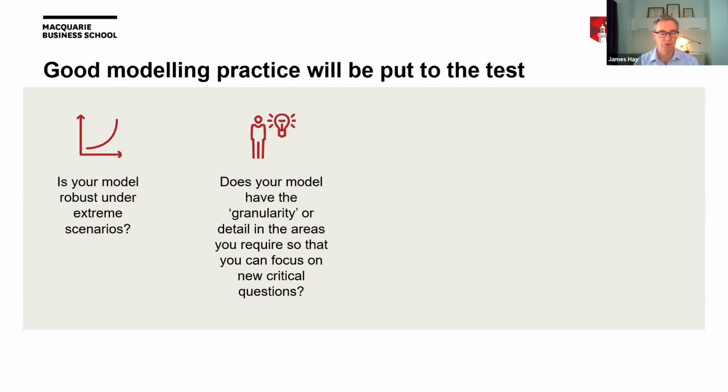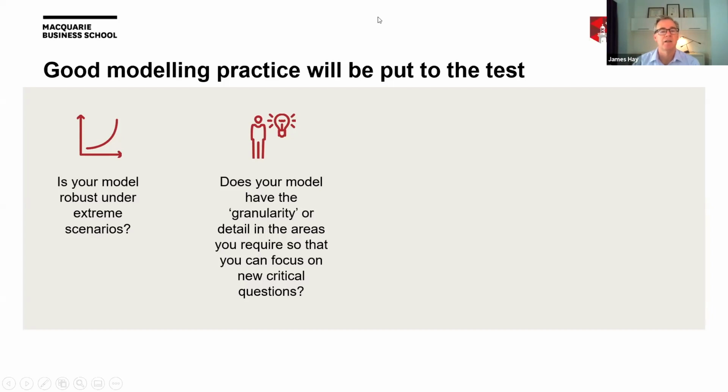these new critical questions? So your model might have been built to answer questions about product mix or pricing. Does your model have that level of detail so you can now start drilling down into your fixed and variable costs? And if not, do you have the skills to modify your model? So let's look at an example.